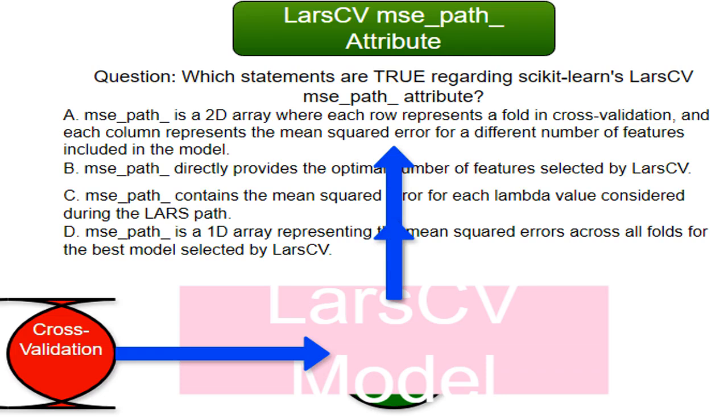LarsCV stands for least angle regression with cross-validation. It's a type of linear regression. It cleverly adds one variable at a time to the model, based on how well each variable predicts the target variable. The cross-validation part means it tests the model's performance on different subsets of your data to ensure it generalizes well.